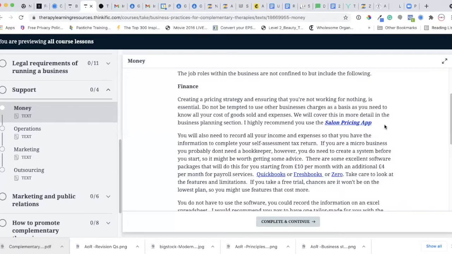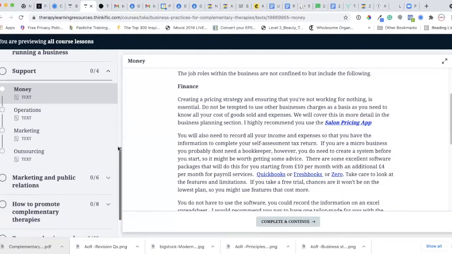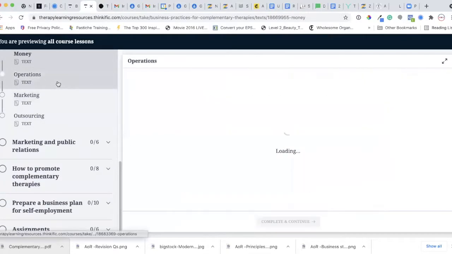And if you have got a full-time job as well, then you're going to have a slightly different requirement, because you're going to have to do a self-assessment which takes into consideration the money you're earning from other people as well. So that's all about money.